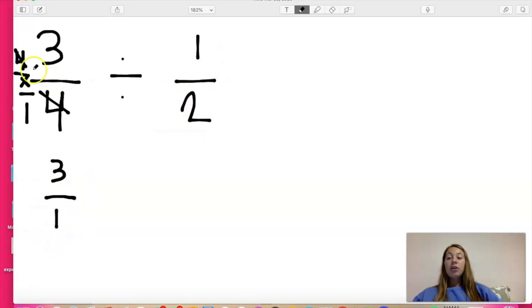On this side, what we do to one side, we have to do to the other. So we have to multiply this side by 4. So 4 times 1 is 4, right? And it's over 1, right? 2 times 1 is 2.